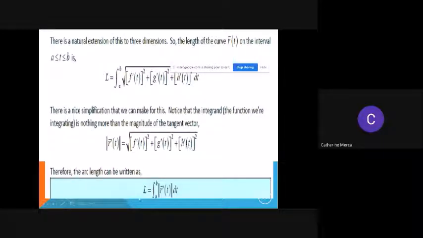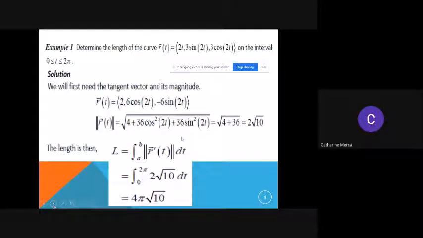And because the length is given as the magnitude, then take the integral, then that's the formula you will use. So from there, you now have the following, no? You solve the magnitude, and then take the integral of the magnitude.